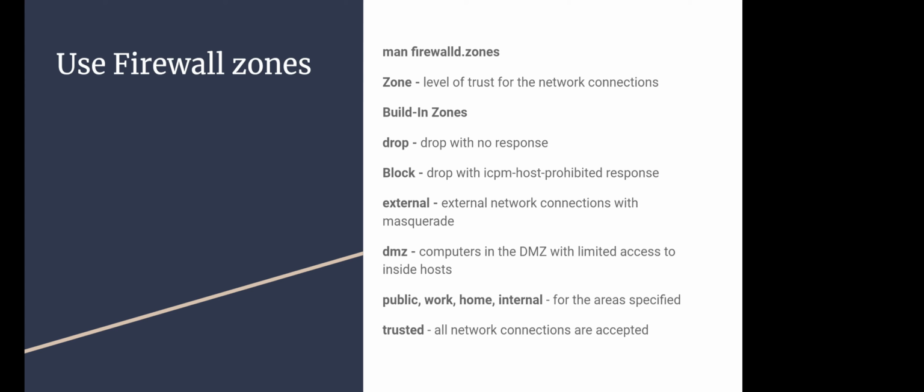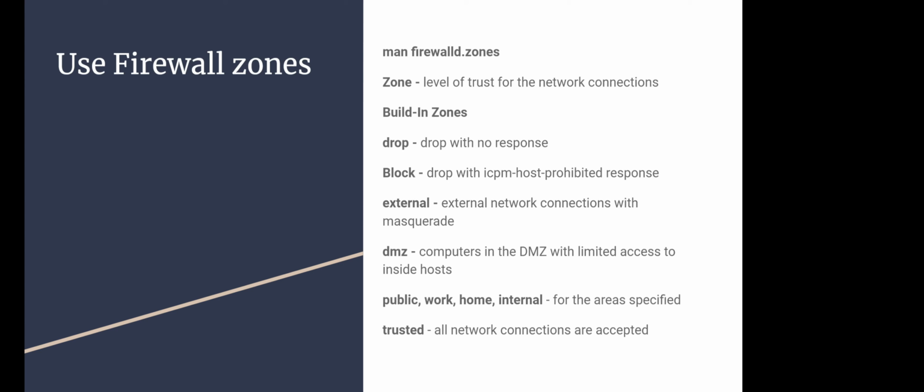A zone defines the level of trust for the network connections. A connection can only be part of one zone. A zone, however, can be used for many network connections. For example, you could have a zone for your internal network which allows DHCP connections, and another for your external network that does not allow any new incoming traffic. If an incoming packet matches the source address for your zone, then the zone's rules are applied.